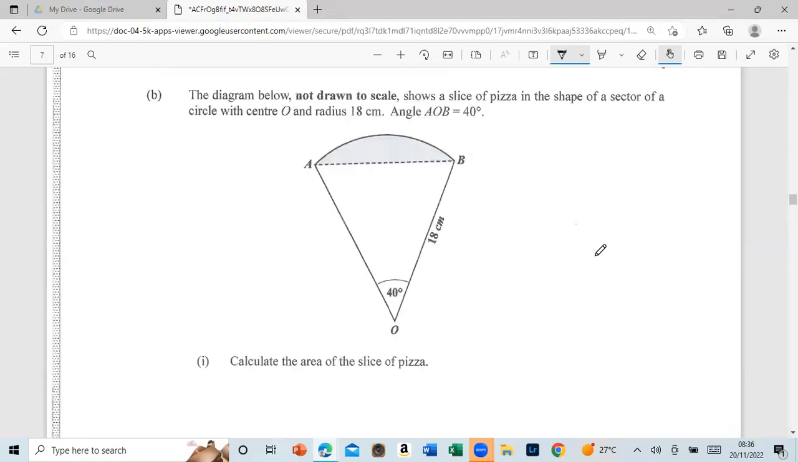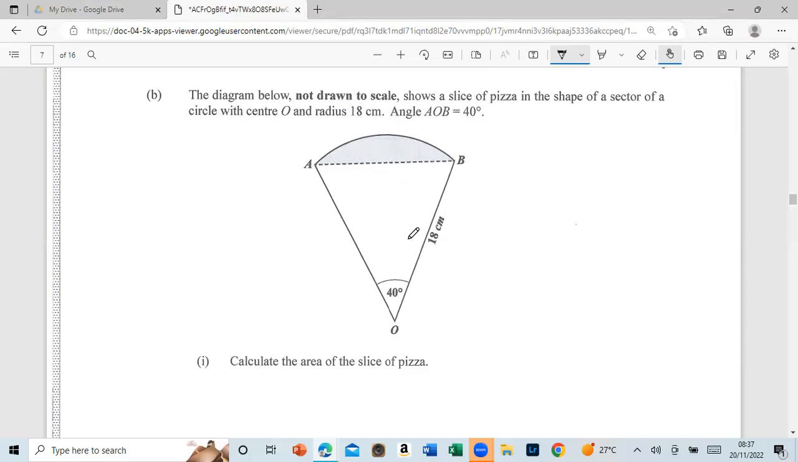Part B says the diagram below, not drawn to scale, shows a slice of pizza in the shape of a sector of a circle with center O. Radius is 18 centimeters. Angle AOB is equal to 40 degrees. So this is angle AOB. This is the radius. So this is a sector. It's a part of a circle. Alright. And they ask us to calculate the area of the slice of pizza. Yummy, yummy.